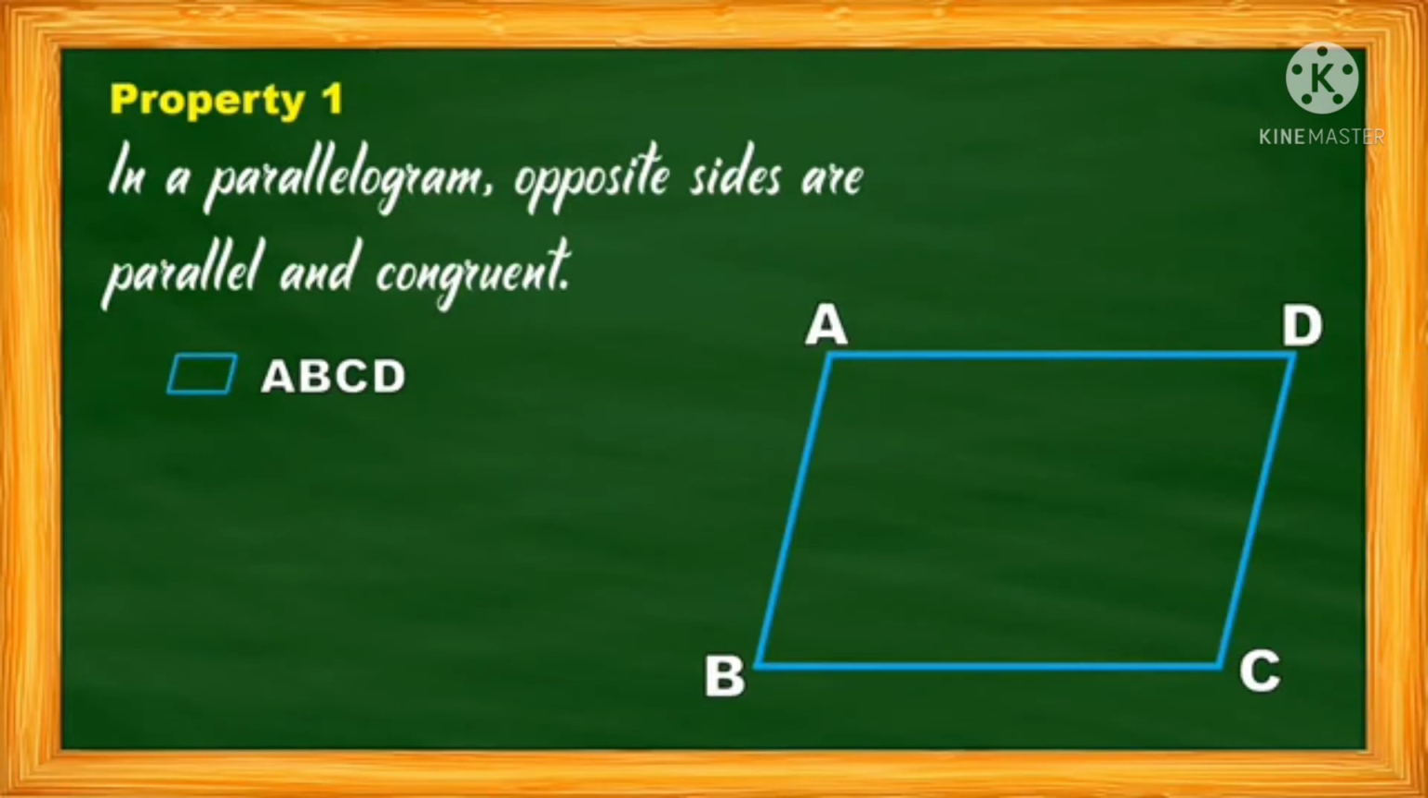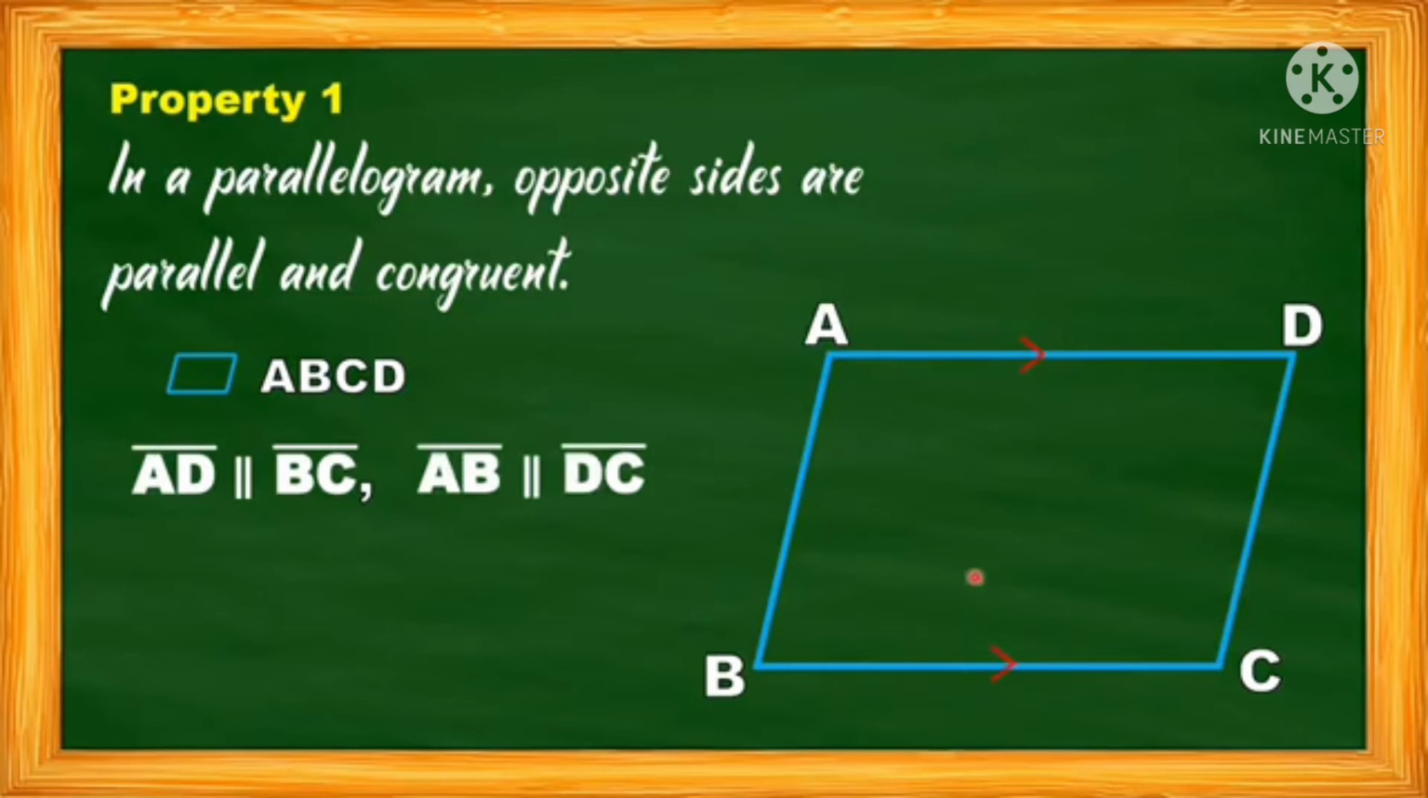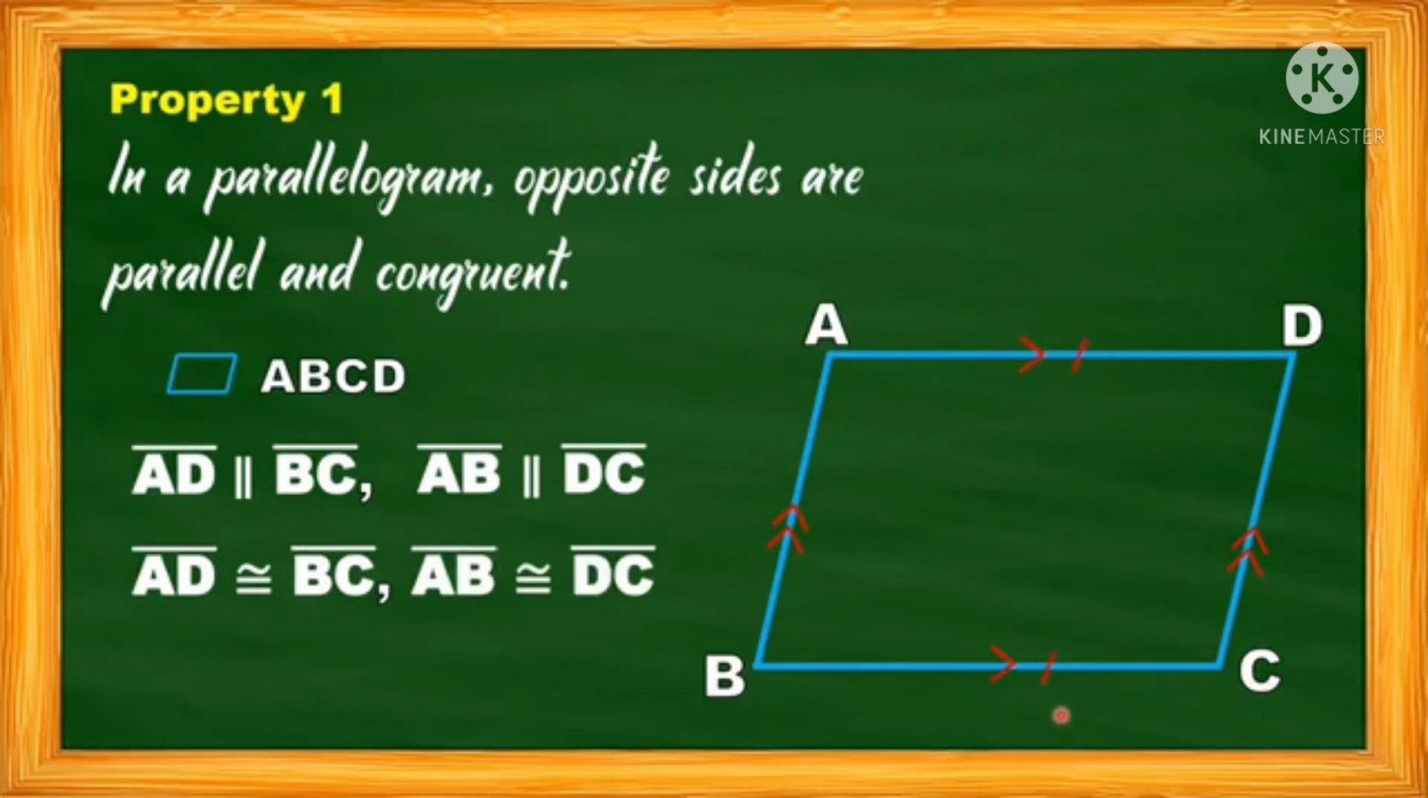This is a parallelogram ABCD. AD is parallel to BC. This small arrow indicates that they are parallel. And segment AB is parallel to segment DC, and segment AD is congruent to segment BC. This small line indicates that they are congruent. Therefore, segment AB is congruent to segment DC.